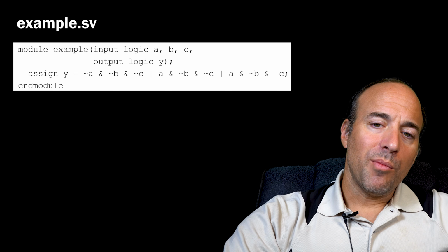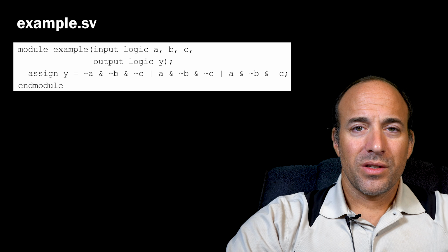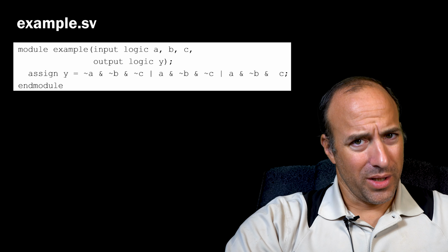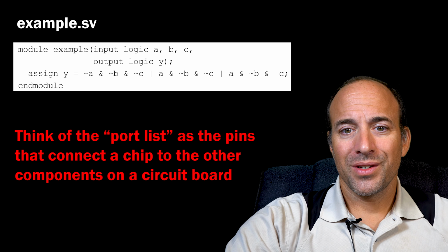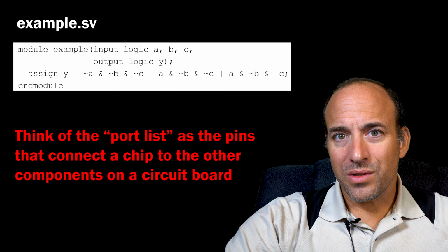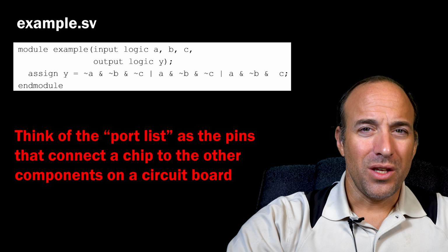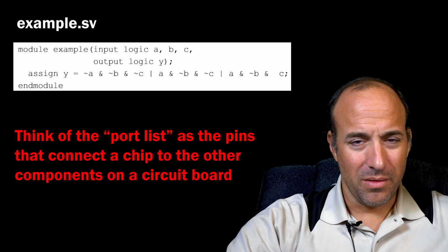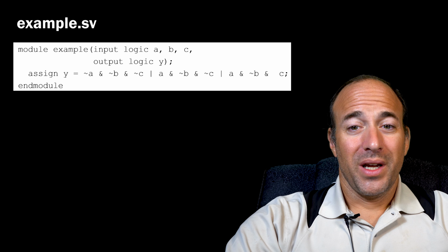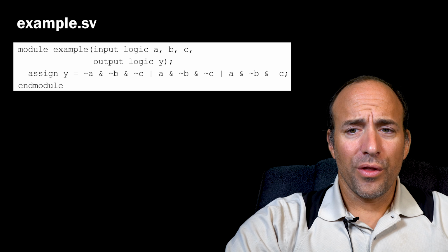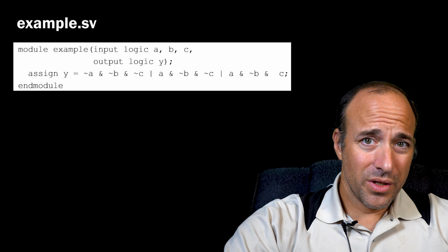The input and output list is separated by commas. This is also called the port list, since the inputs and outputs are ports to which you connect signals and any design that instantiates this module, that uses this module in building up its design. Inputs and outputs can appear in any order, although by convention, inputs are usually listed first.